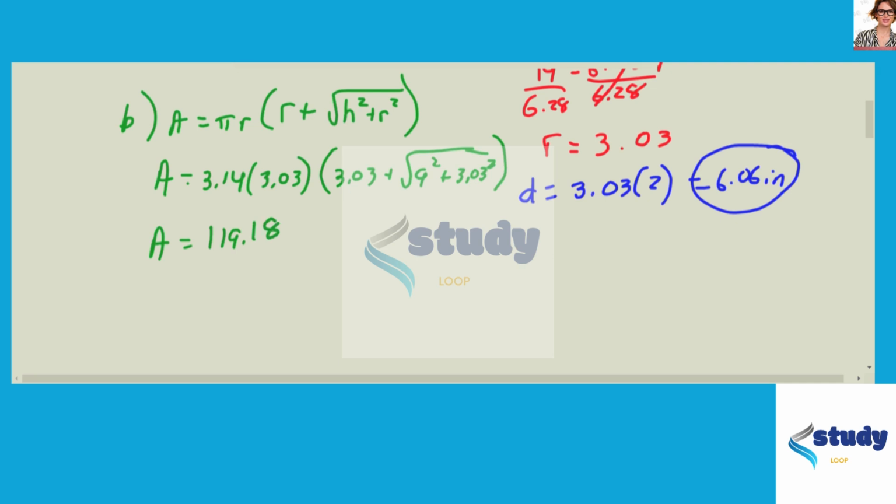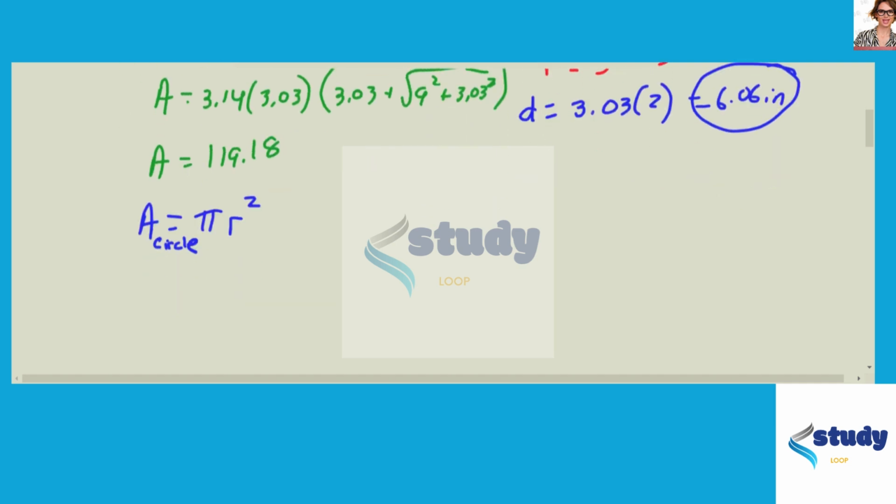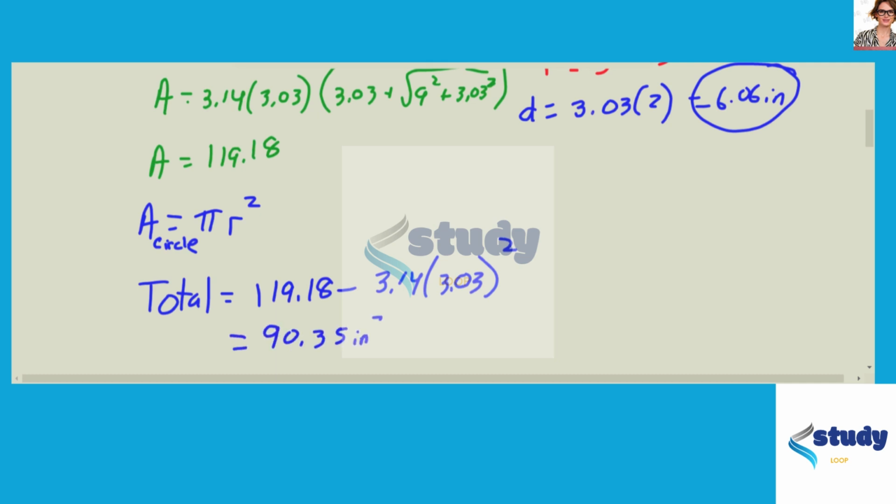But that includes the area of the bottom. So we would have to subtract that. Well, the shape of the bottom is a circle, which the area formula is pi r squared. So that's the area of the circle. So now all we need to do is subtract this. So to find the total, we would take the whole, which is 119.18, and we're going to subtract 3.14 times 3.03 squared. So again, we'll go to our calculator. So we'll take 119.18, and subtract 3.14 times 3.03 squared. And we'll find that the total surface area for the hat would be 90.35 inches squared.